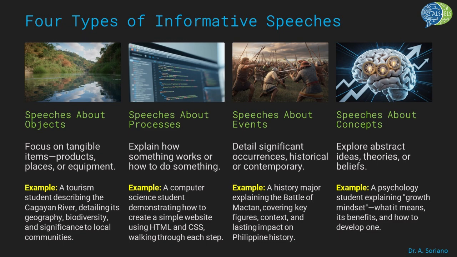Informative speeches can be categorized based on their subject matter. Let's look at 4 major types. First, we have speeches about objects. These focus on tangible things you can see or touch, like products, places, or equipment. For example, a tourism student might give a speech about the Cagayan River, detailing its geography and cultural significance.